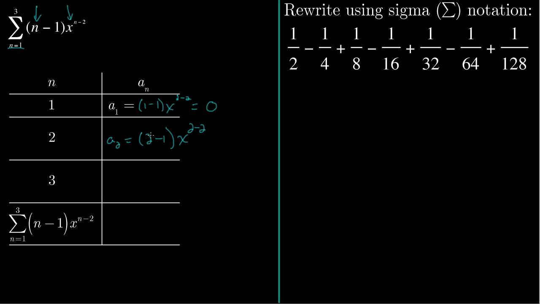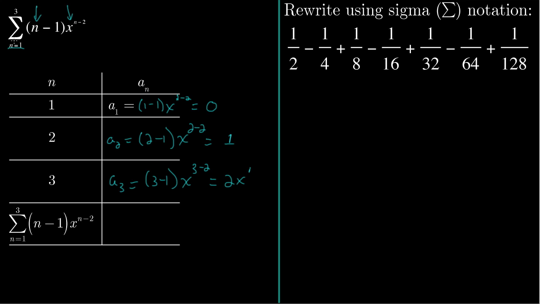I had to substitute in here for n and here for n. So that winds up equaling 1 times x to the 0. Well, 1 times x to the 0 is 1 times 1, which is 1. And in the third term, 3 minus 1, x to the 3 minus 2. And so that winds up equaling 2 as the coefficient and x to the first, 2x to the first.